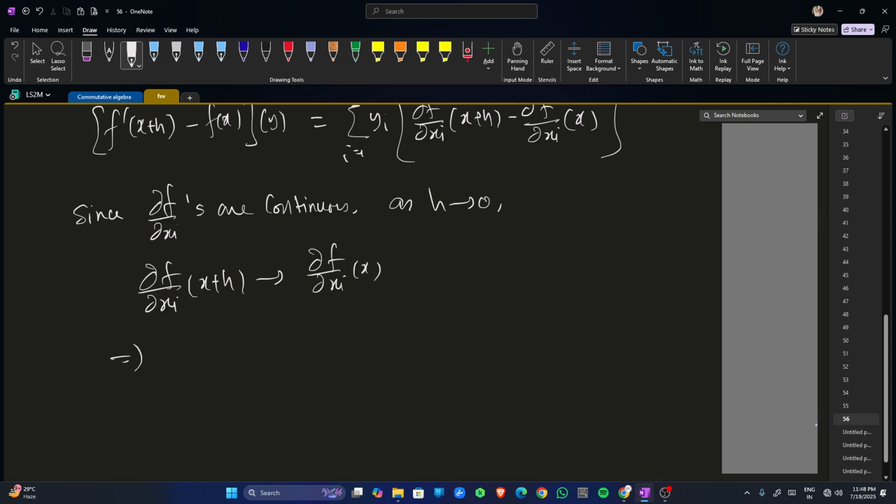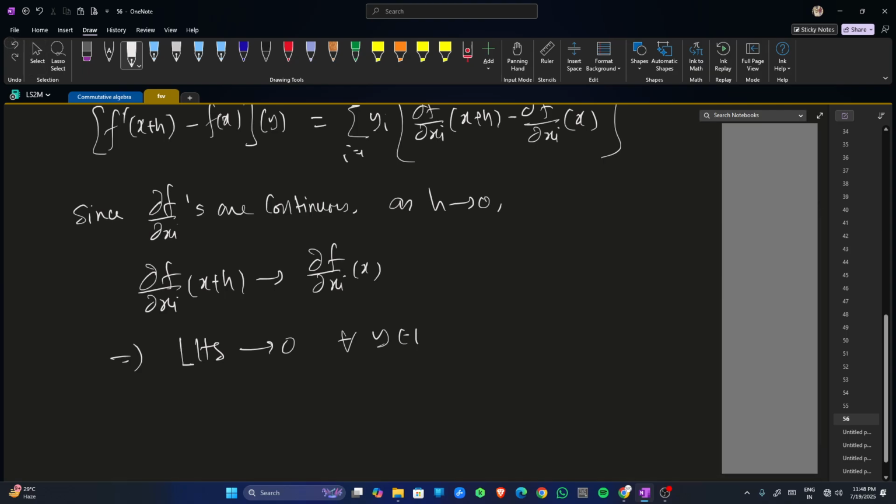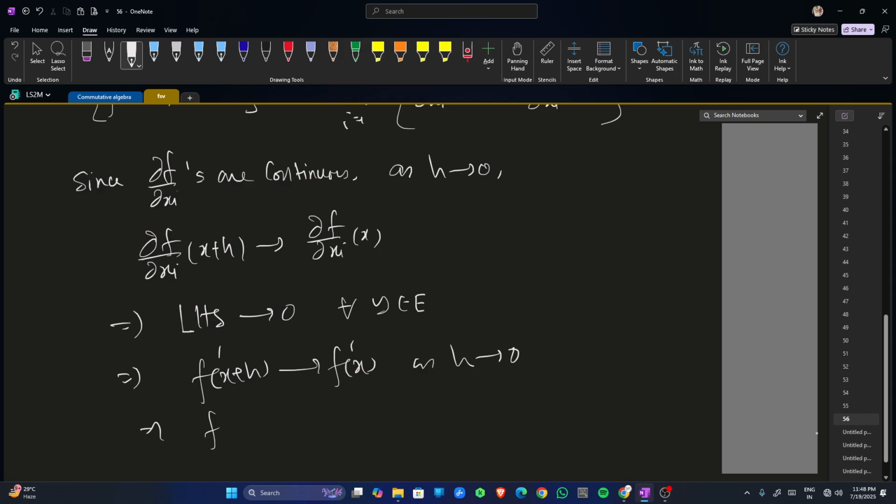That implies LHS tends to 0 for all y belonging to E. This implies f prime at x plus h tends to f prime x as h tends to 0. This implies f prime is continuous. Since f prime is continuous, this implies f is in C1.